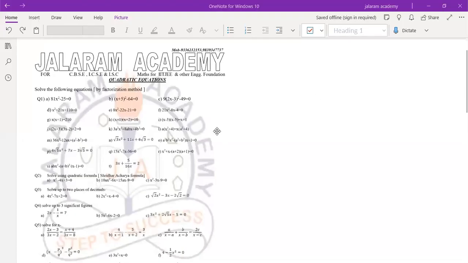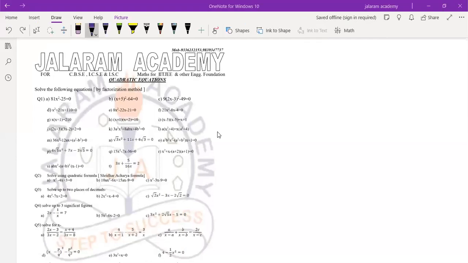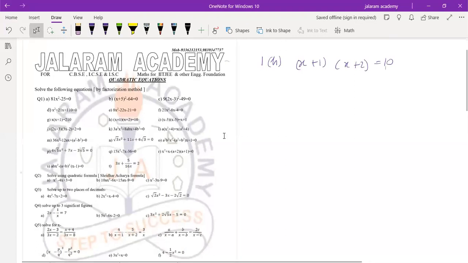Question number 1I. And 1H is also a doubt for some students. 1H: it is (x plus 1) into (x plus 2) equals to 10. Okay. And why have you changed it?